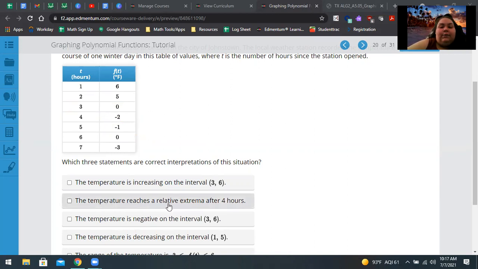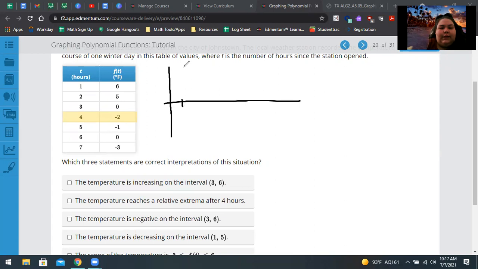The temperature reaches a relative extrema after 4 hours. Remember that a relative extrema could be a maximum or minimum. Do I have a maximum or minimum at 4? So let me see, T hours equals 4. I go 6, 5, 0, then -2, and then up to -1. Again, we're doing just rough estimates.